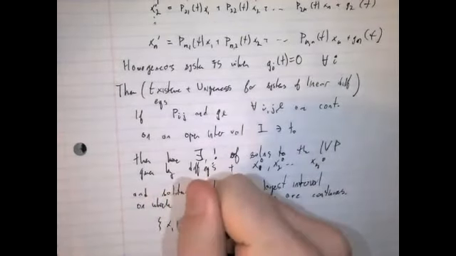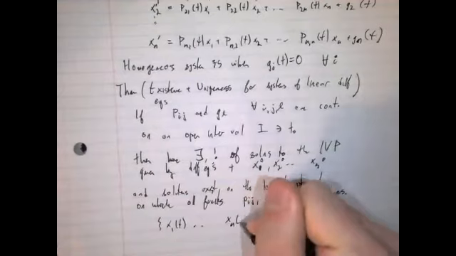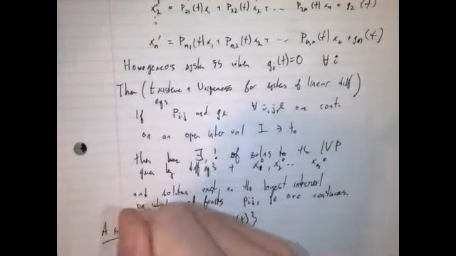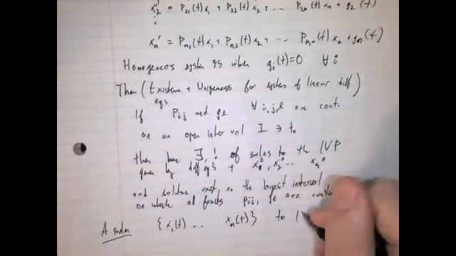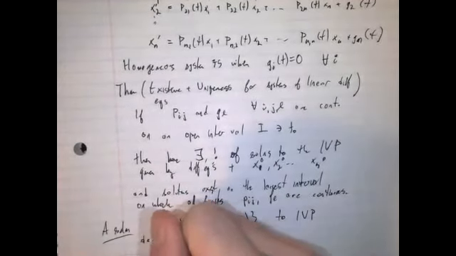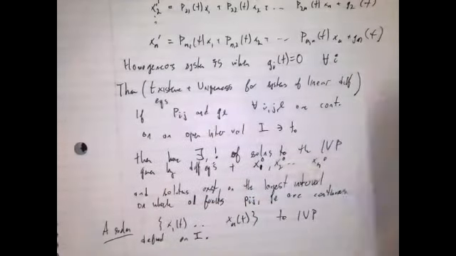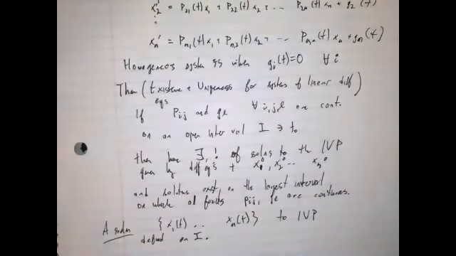a collection x1 of t all the way up through xn of t, this is a solution to the IVP, and it's defined on I, where I is any interval on which all these things are continuous. So once again, the moment that we pass back to linear, we recover a strong form of the existence and uniqueness.